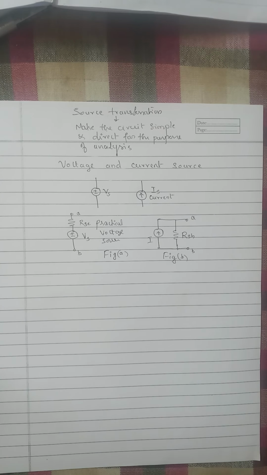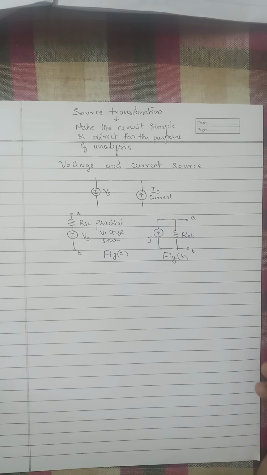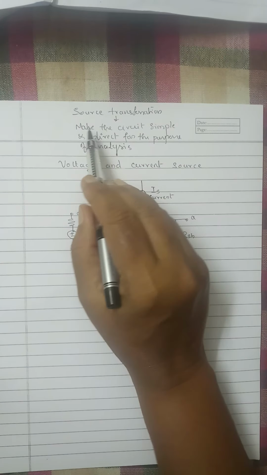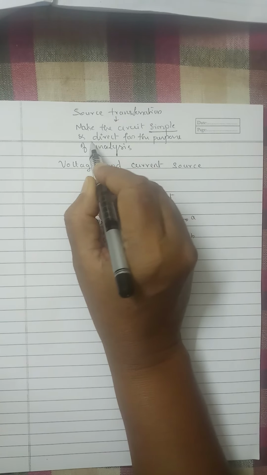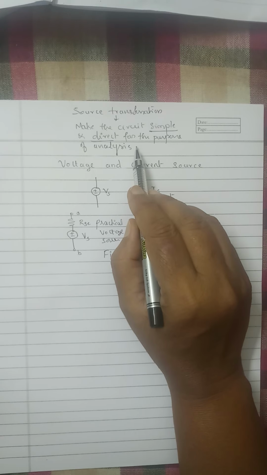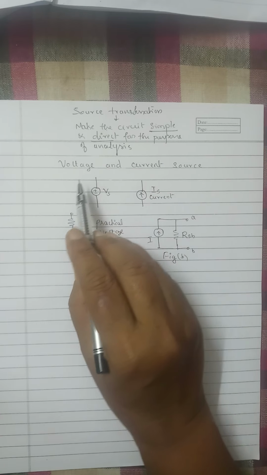Dear students, last class we discussed source transformation. There are some other aspects associated with source transformation, and we will learn about them today. See, the main objective of source transformation is to make the circuit simple and direct for the purpose of circuit analysis. Okay, what have we seen in our last class?